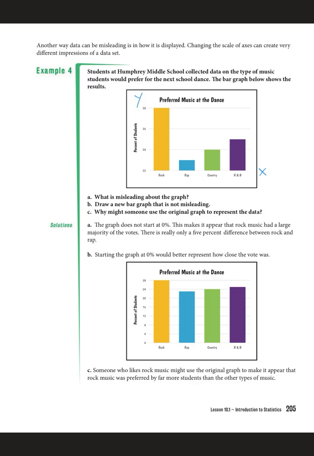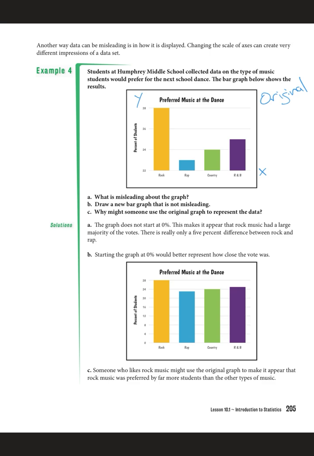It says A, what is misleading about this graph? B, draw a new bar graph that is not misleading. C, why might someone use the original graph to represent the data? So this is the original graph, and then we're going to show you what the other graph might look like.